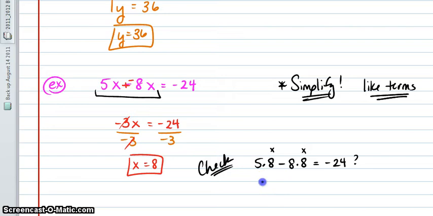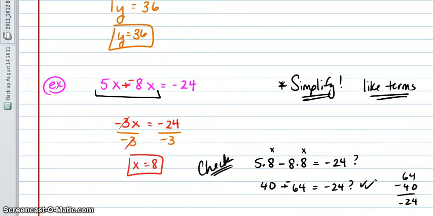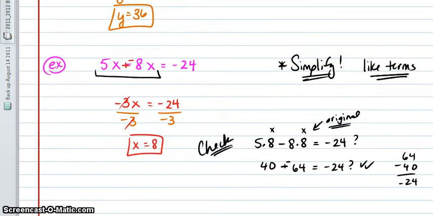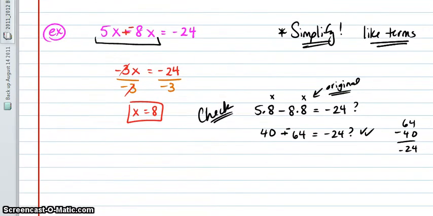Well, 5 times 8 gives us 40, minus 8 times 8, which is 64. Does that equal -24? Yes, it does. I can change it to plus negative to help me see it that way. 64 minus 40 gives me the 24. I know it will be negative because of that -64. So everything checks out. But make sure you are using the original equation. Okay, go back to the very beginning and substitute your value in for x there.